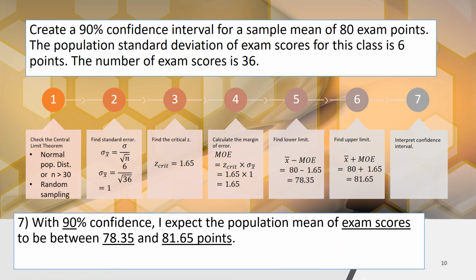Anything that is underlined is what you fill in. The other part should stay the same or about the same from each problem that you do. You can write it a little bit different, but that will be the basic formula for the sentence. So with 90% confidence, I expect the population mean of exam scores, whatever your variable is, to be between 78.35, which is the lower bound, and 81.65 points, which is the upper bound. And I also put the units so we know what we're talking about.